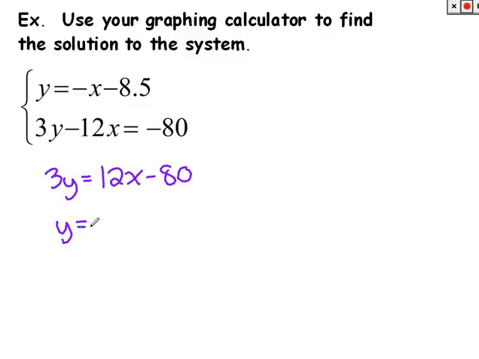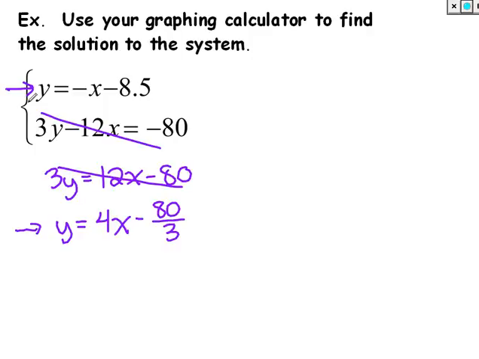So if I divide everything by 3, 12 divided by 3, and -80 over 3, I'll just leave it like that. 3 does not divide into 80 evenly. So, okay, I've just kind of rewritten. Here's actually the second line. Here's the first line in slope-intercept form.